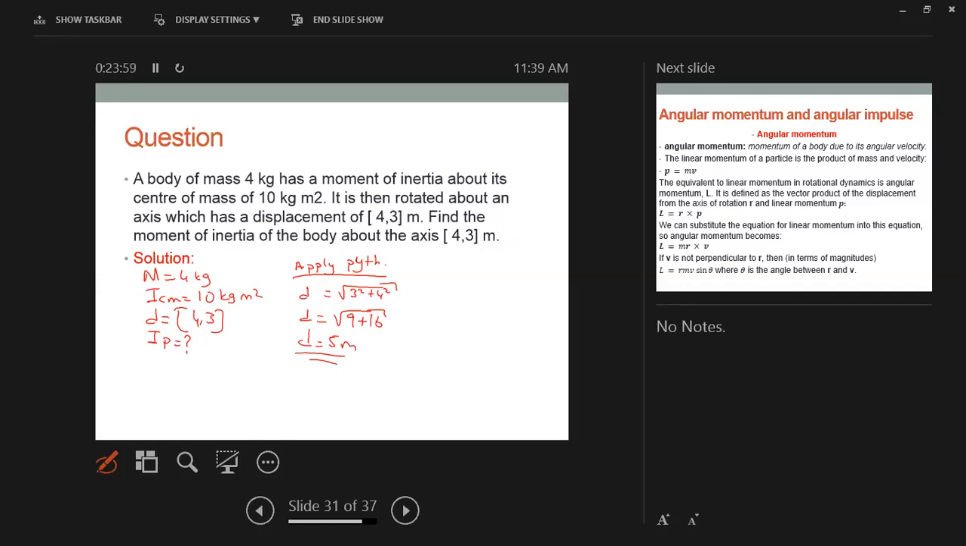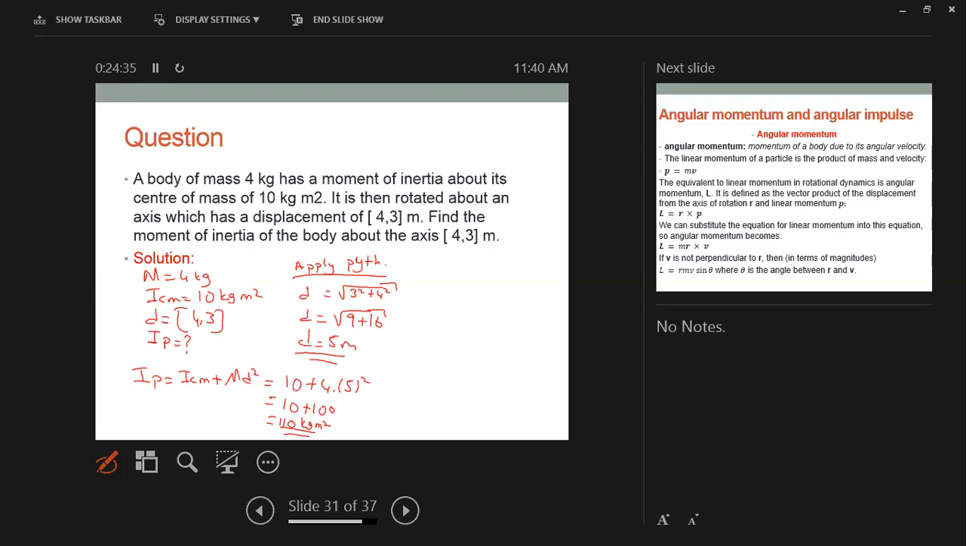Now let's put the formula. I_P equals I_CM plus m d square, right? Our I_CM is 10 plus, what is our m? M is giving us 4 times 5 square. So it's going to be 10 plus 4 times 25, so it's going to be 110 kilogram meter square. That is going to be the moment of inertia of the body.